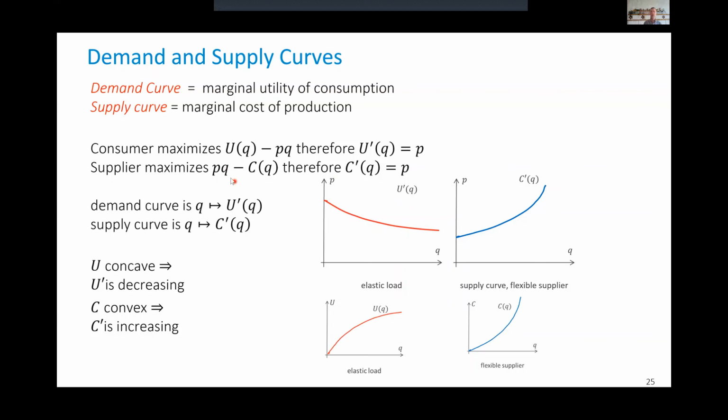Because if everybody does that, the price that I accept to pay, the quantity that I accept to produce when the price is P, is given by this, must satisfy this equation. So we see that it's the derivative functions that matter. Those derivative functions have a name. They are called the demand and the supply curve. So the demand curve is the derivative of the utility, and the supply curve, the derivative of the cost.